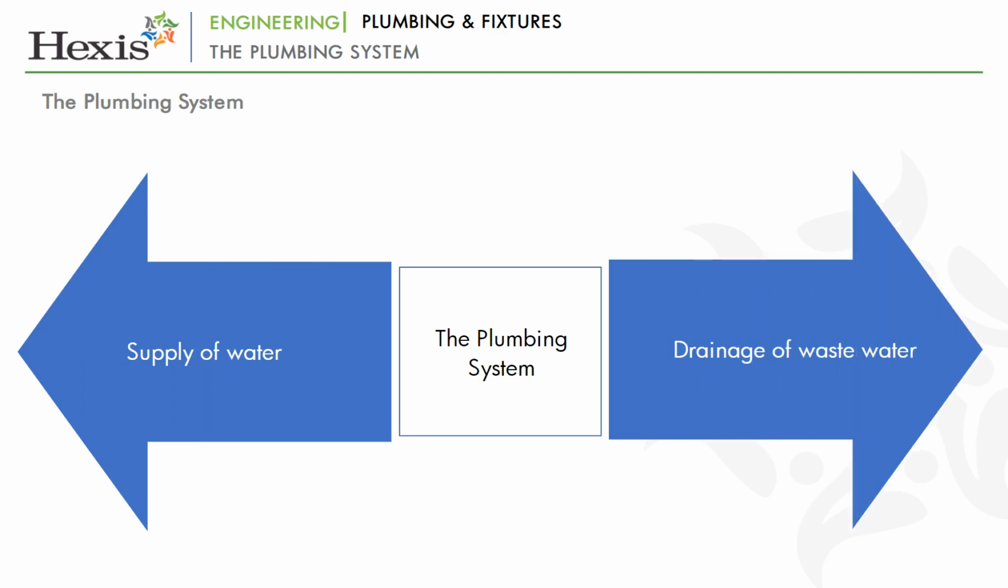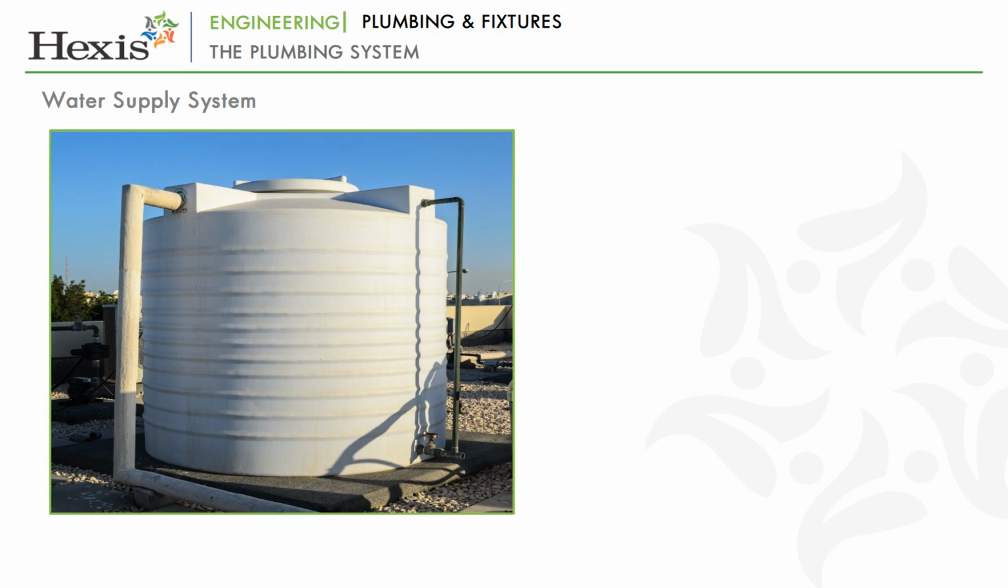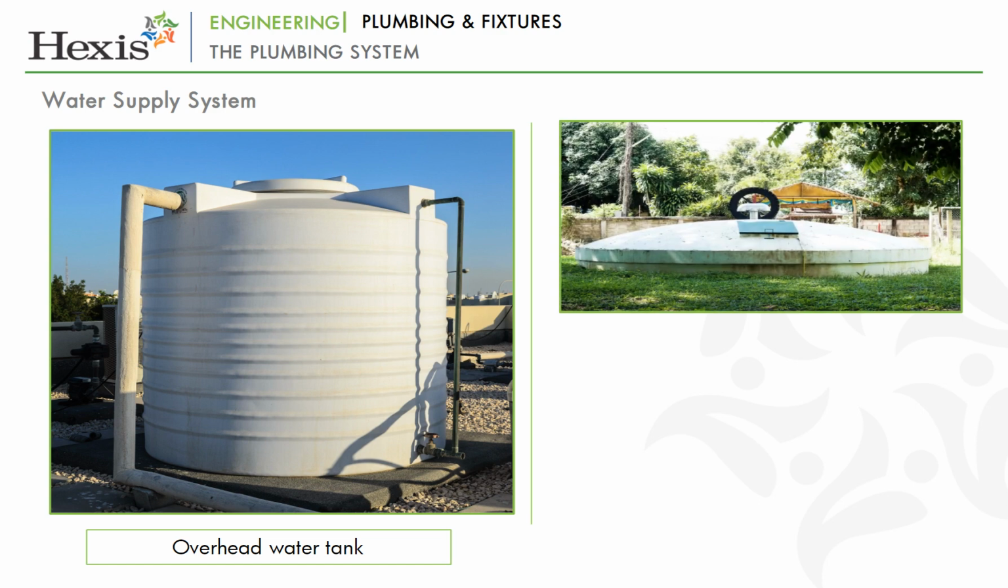First, we will take a look at the water supply system. Do you know where the water comes from? The answer is a storage tank. If the storage tank is overhead, then the water flows down easily due to gravity. But in most high-rise buildings today, the storage tank is at ground level or even underground. In this case, the water cannot flow upwards against gravity.